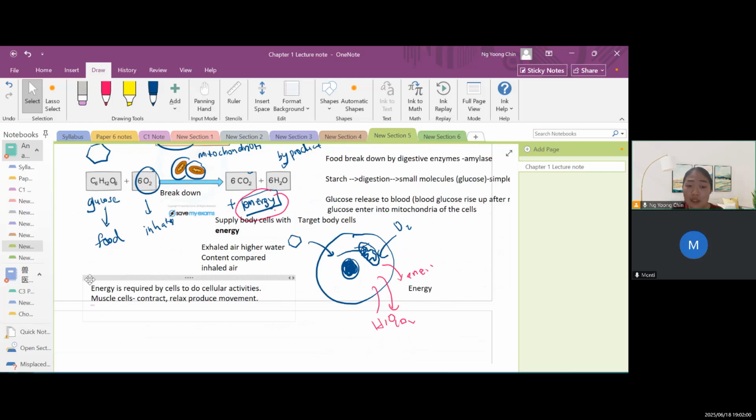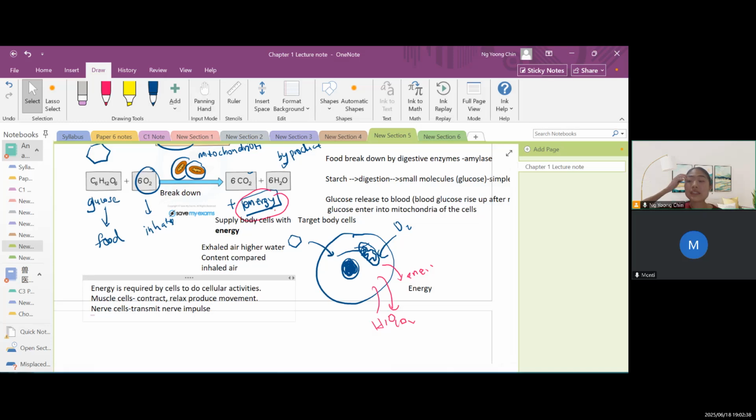So why is the muscle cell able to perform those activities, contraction and relaxation? It's because the muscle cell gets the energy. They need to get the energy first, so they are able to perform contraction and relaxation. Nerve cells also require a lot of energy, because what are nerve cells doing? They transmit nerve impulses. Those also require energy. So that means energy is used up by cells to do their activity.